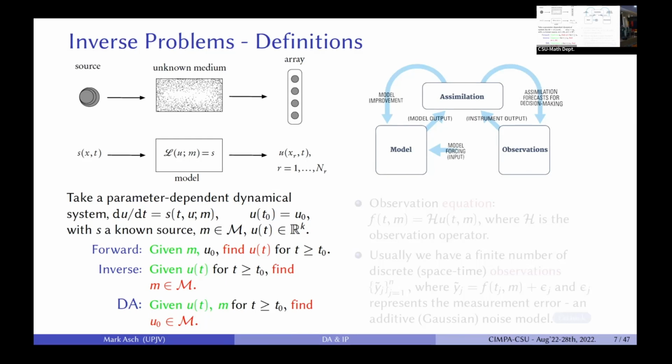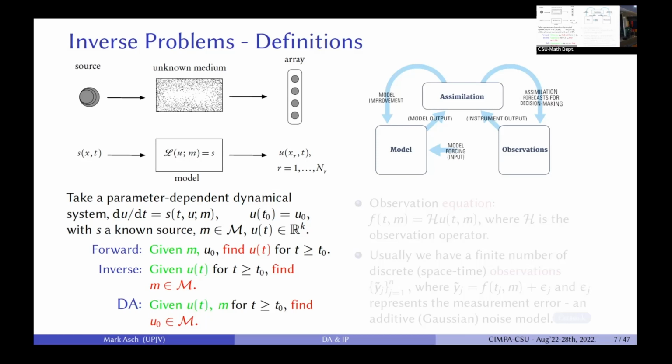DA is a special case of inverse problems where I give you measurements, as usual. I give you the right-hand side, the array, what I've measured, my observations, and I ask you to find the initial conditions. So DA is a special case of the inverse problem where I'm looking mostly for U0, the initial condition.